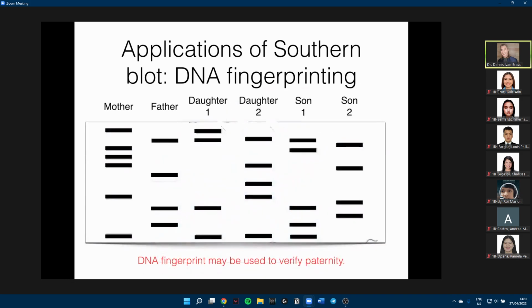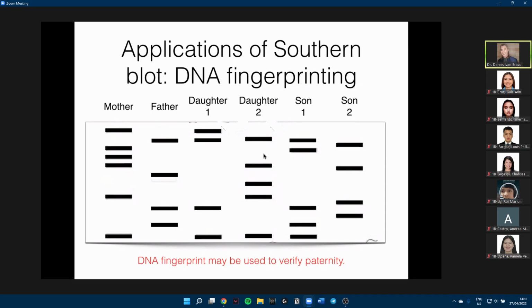It can also be used to determine your paternity and maternity because it's a combination of your father and your mother's DNA. So in the case of daughter 1, you can see that this is the same as the mother. So it comes from the mother. This VNTR comes from the father, and from the mother. So you can say daughter number 1 is the biologic offspring of the mother.